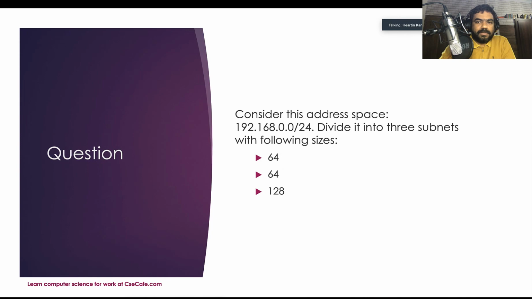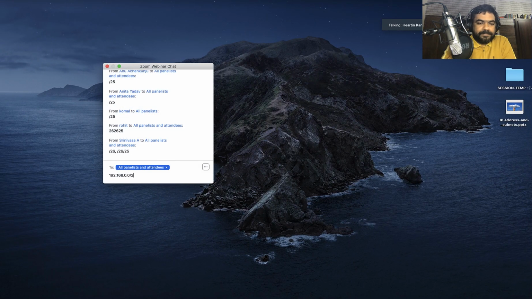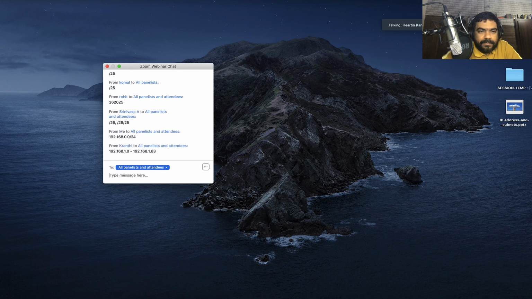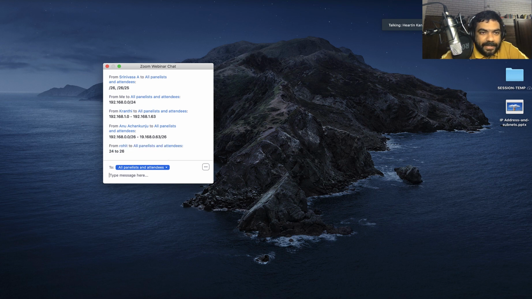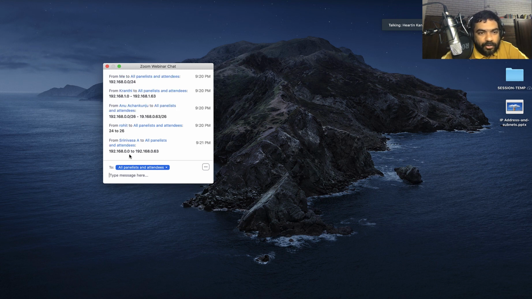192.168.0.0 slash 24 will be the start of the first subnet, right? Okay, I accidentally typed 24. Forget it. So what will be the start of the first subnet? It will be 192.168.0.0, right?